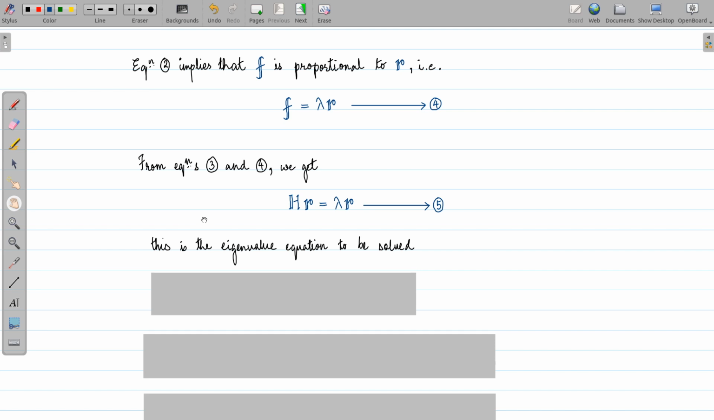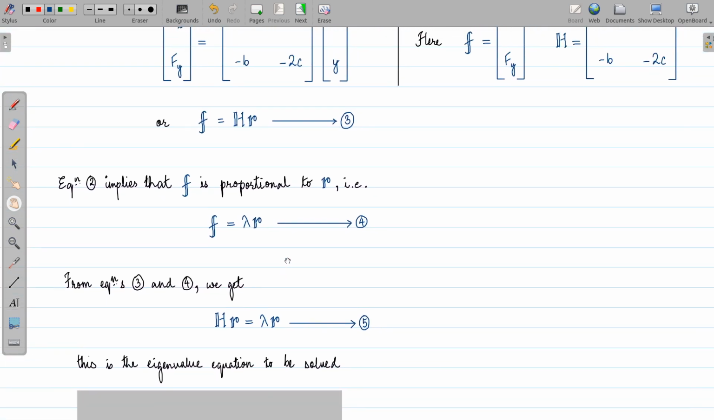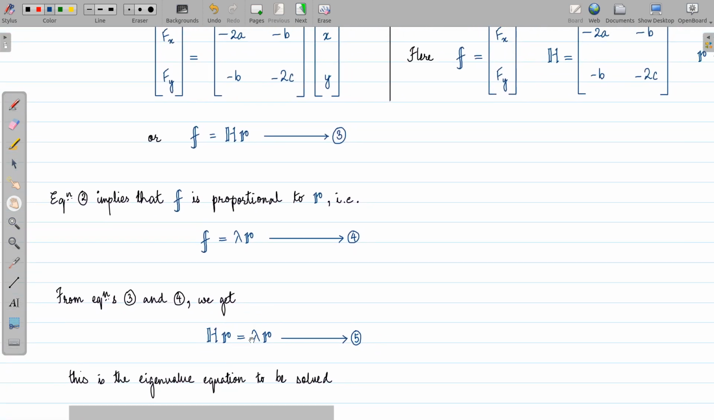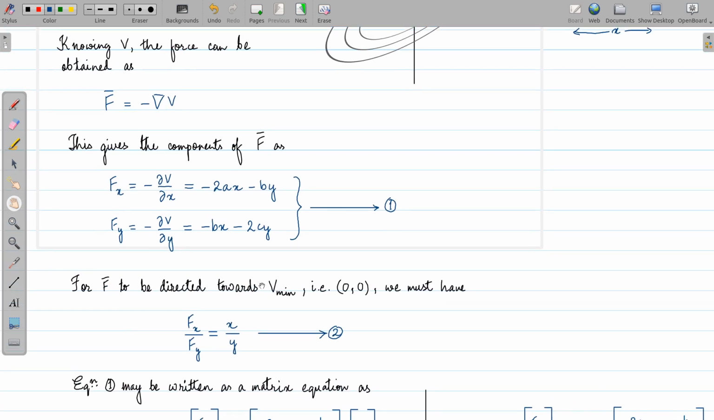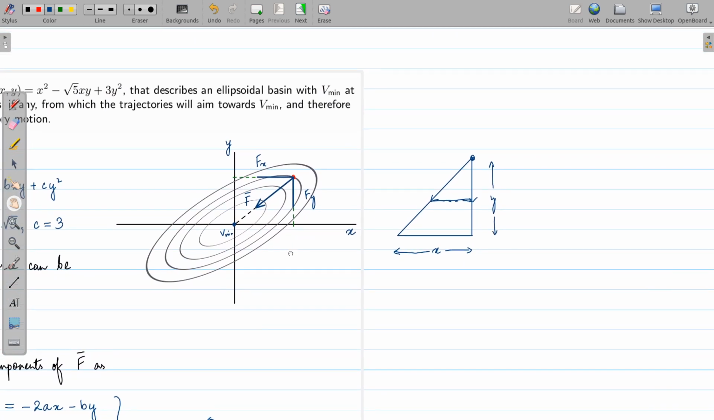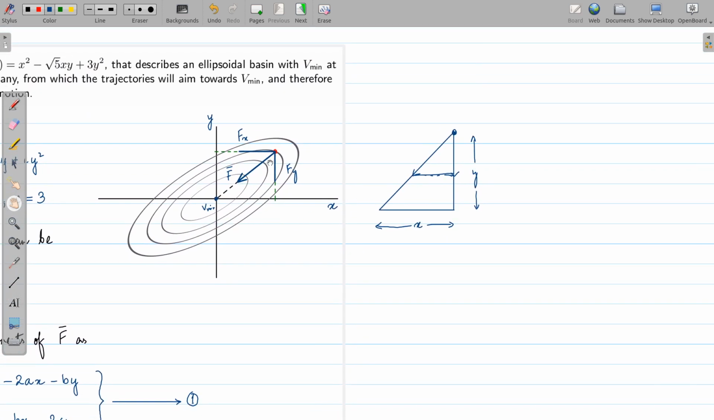Now I'll make a prediction here: this lambda is going to give me the eigenvalues. We expect 2 eigenvalues because it's a 2 cross 2 square matrix, and I'm predicting that both the eigenvalues will be negative. How do I know that? We know it just by looking at this diagram.